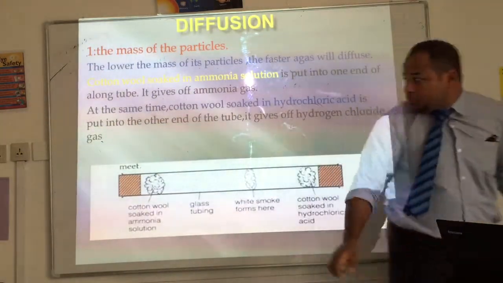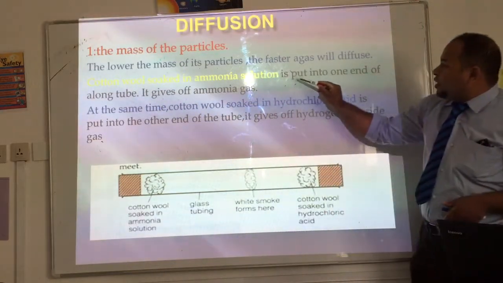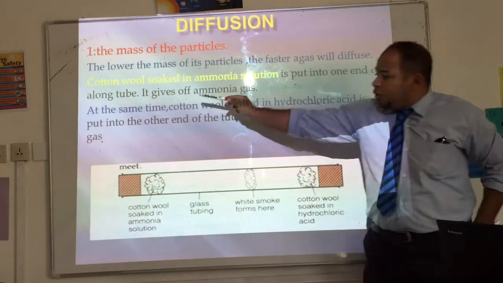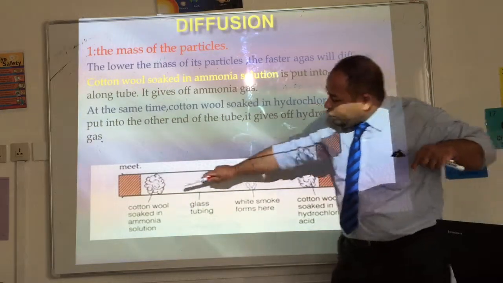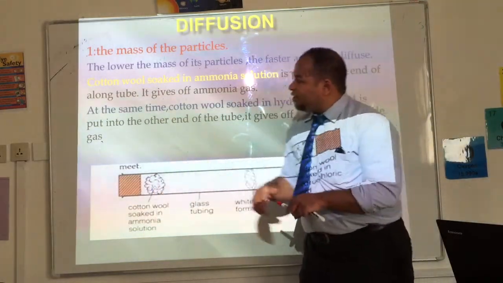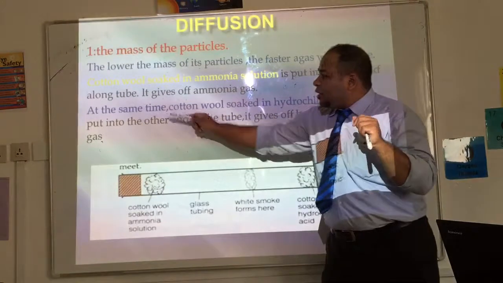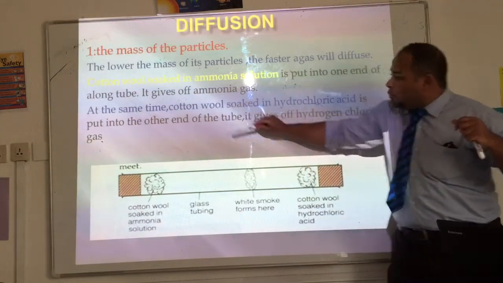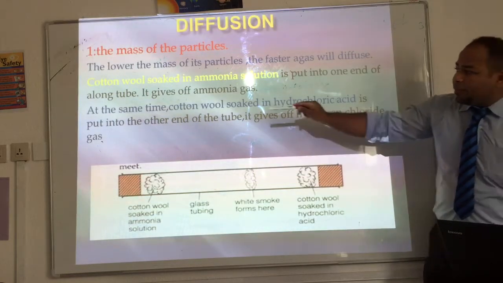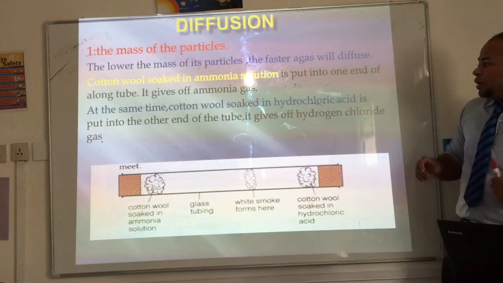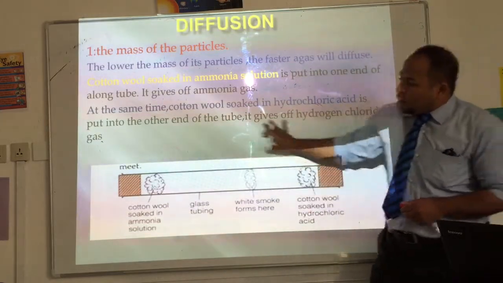Now, cotton wool soaked in ammonia solution is put into one end of a long tube. This is a long tube. Okay? Cotton wool soaked in ammonia solution on this side gives off ammonia gas. At the same time, cotton wool soaked in hydrochloric acid is put into the other end of the tube. It gives off hydrogen chloride gas. And here I have ammonia gas, and here HCl gas.